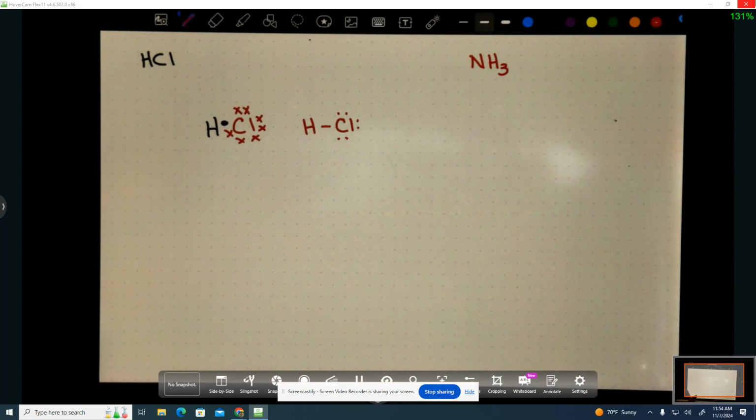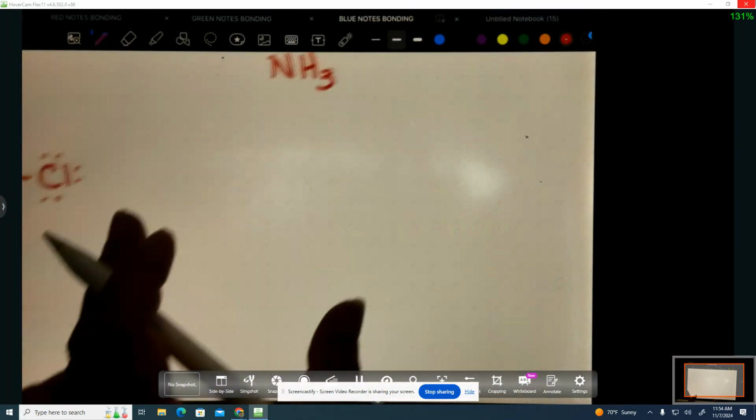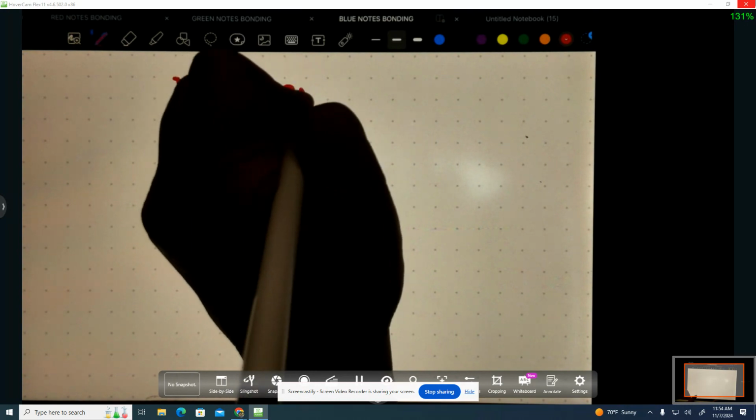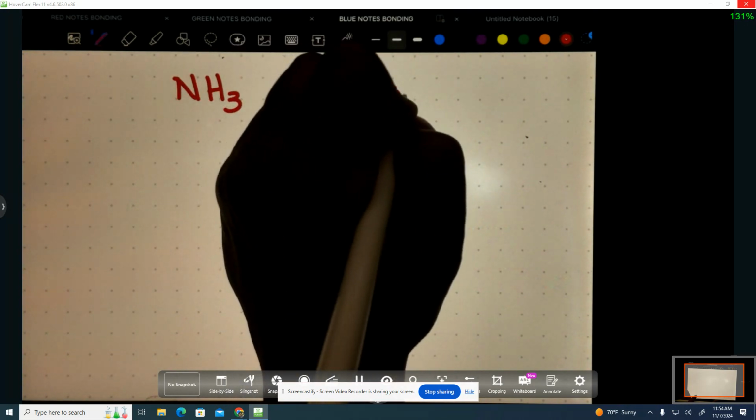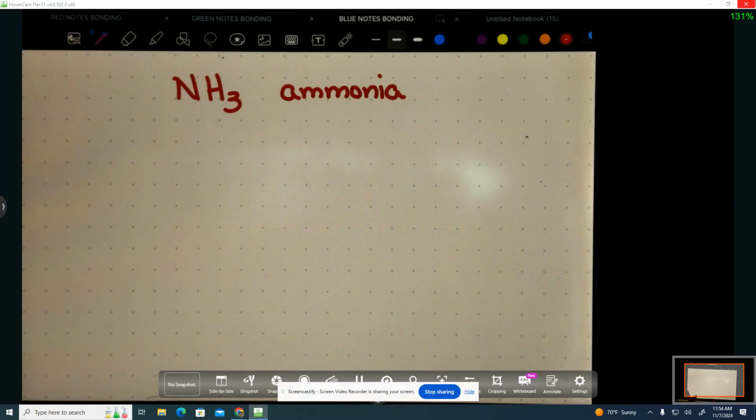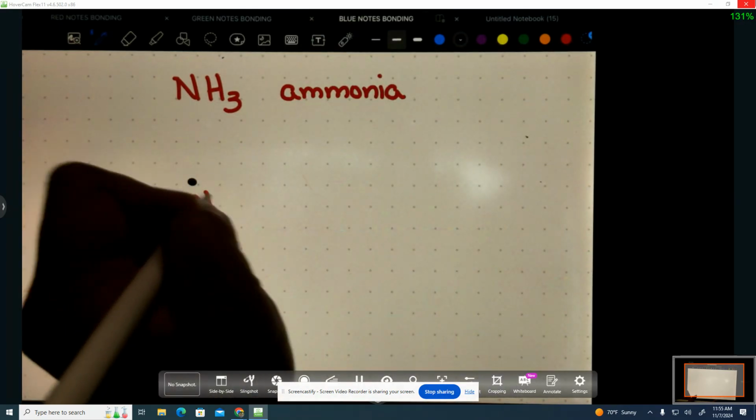NH3. Now NH3, please write down what that is because it's going to show up a lot. That's ammonia, not pneumonia, ammonia. The smelly stuff that you use to clean. Okay? We're going to draw it. What atom is going to go in the middle of my structure? Nitrogen. It's usually going to be the one that's only one of. So let's say nitrogen's going to go in the middle. Let's put my 5 valence electrons on nitrogen.